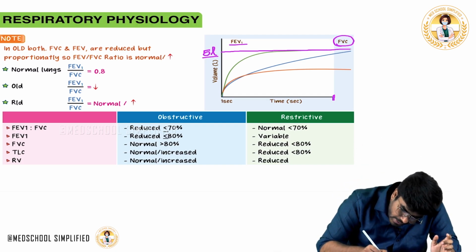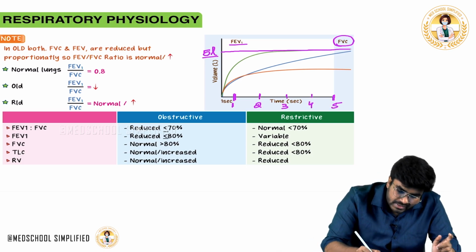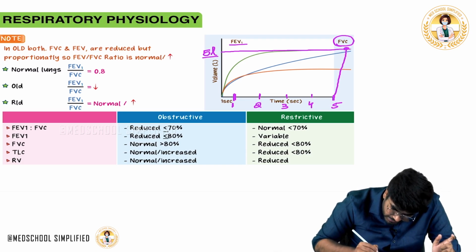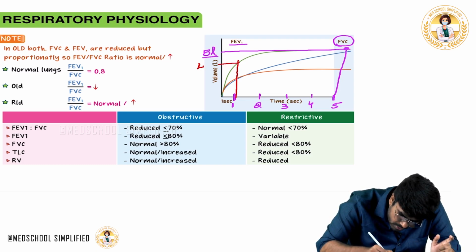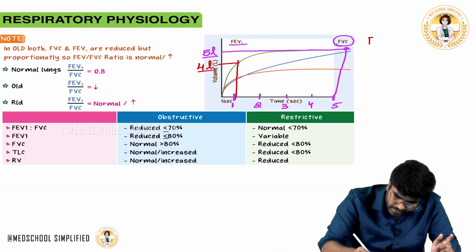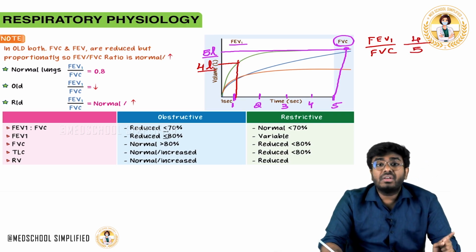Sir, what is FEV1? This is the first second, this is the second second, here third, here 4, here 5. In 5 seconds, he can take out 5 liters. But in the first second itself, how much can he take out? He can take out almost 4 liters. So FEV1 by FVC: out of 5 liters, he is taking out 4 liters in the first second itself.